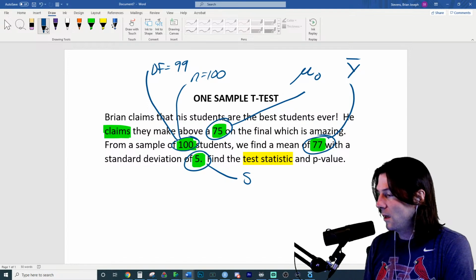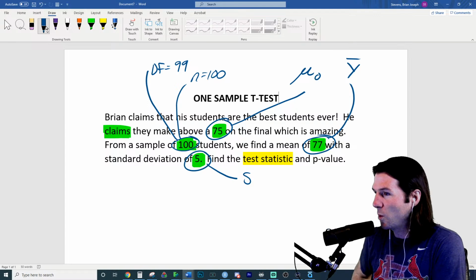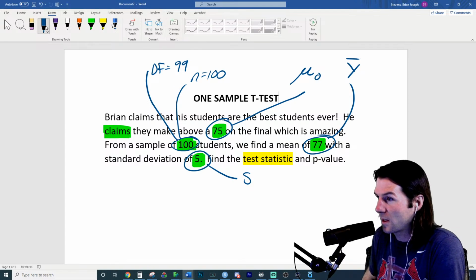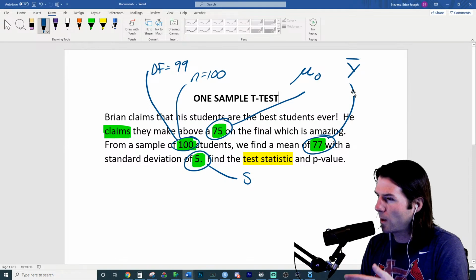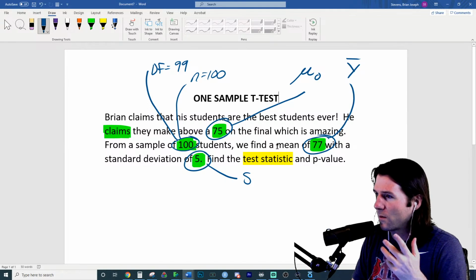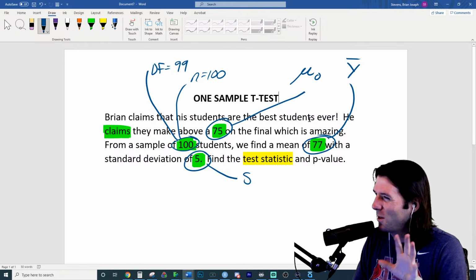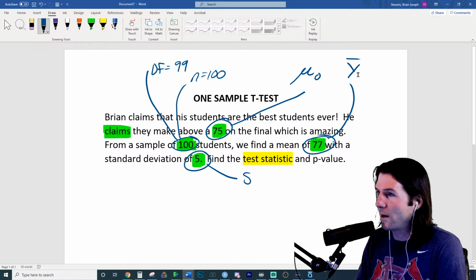There we go. And then 70, exactly, Bailey, exactly. Mu naught, because that's the claimed mean. The naught right there means hypothesized. So this is the hypothesized mean. This is the sample mean. Does that make sense? The bar represents the mean of a variable. So we're just calling it the variable y. You could call it variable x, variable q, because we have letters that are usually reserved. But this y bar right here means the mean of the y variable.